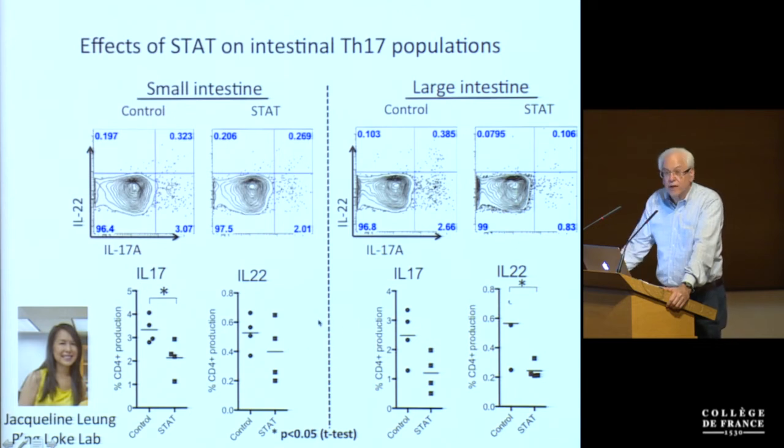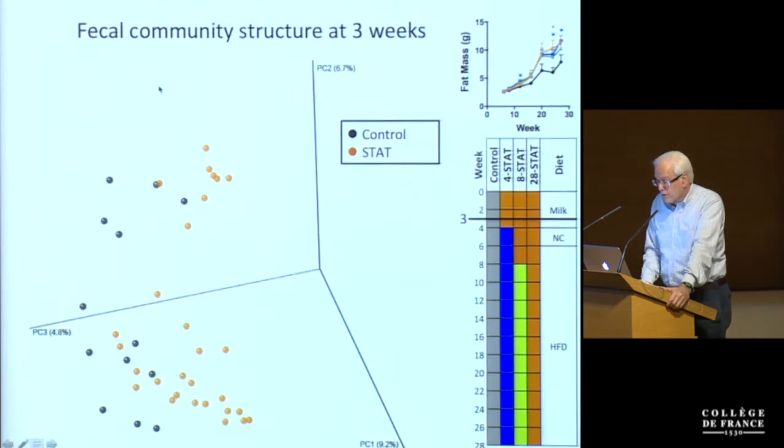And we've found this quite consistently across many studies, which I'll show you subsequently. So there's an effect on the T cell populations in the intestine. Now, what about the microbiota?